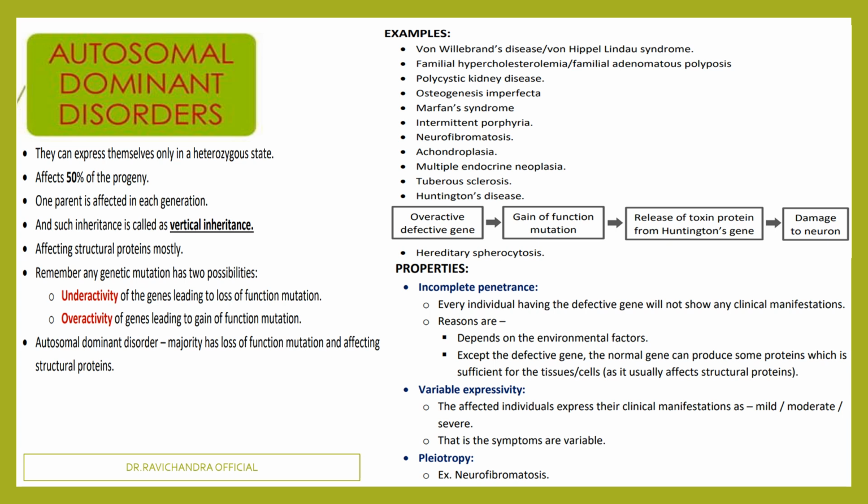Hereditary spherocytosis is also one of the examples for autosomal dominant disorder. Properties of this disorder: there may be incomplete penetrance, variable expressivity, or pleiotropy.